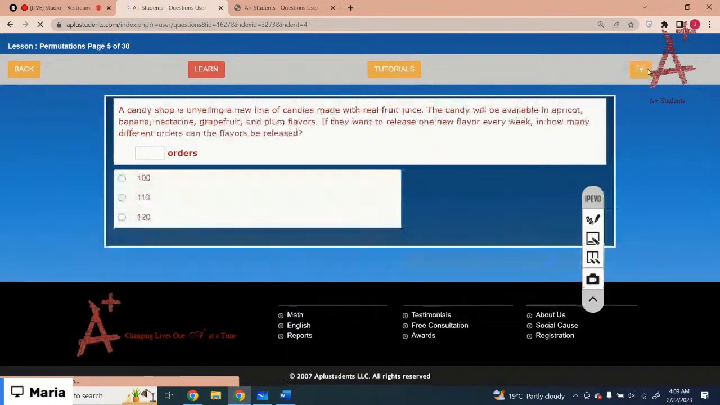Okay, the next one is: a candy shop is unveiling a new line of candies made with real fruit juice. The candy will be available in apricot, banana, nectarine, grapefruit and plum flavor. If they want to release one flavor every week, in how many different orders can the flavors be released? So you have to do 5 factorial. Got it?